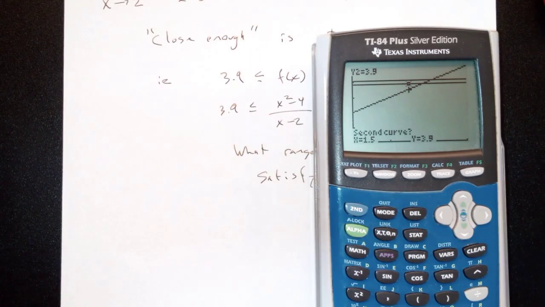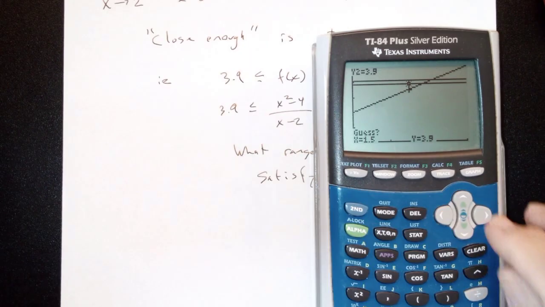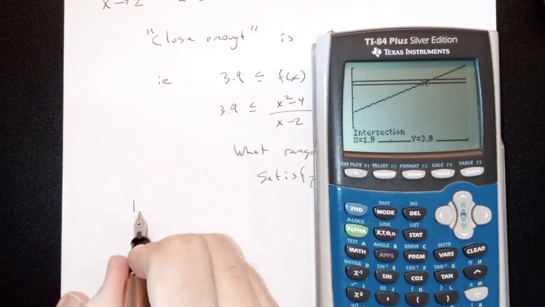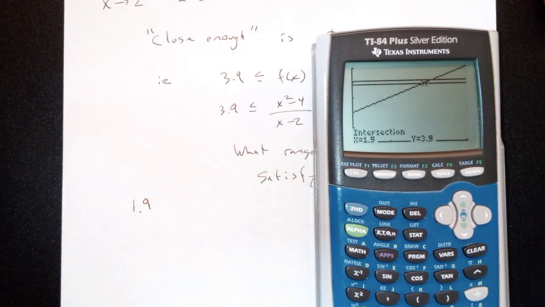I hit enter there, and then it says, hey, give me a guess. At which point I just move my cursor with the arrow keys closer to where I think they cross and hit enter a third time. That's exactly at 1.9. Do the same thing for the other one, please.